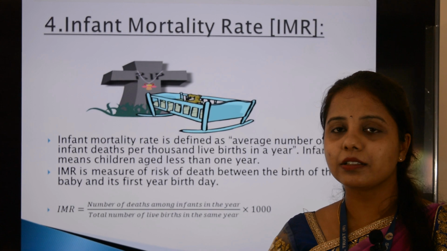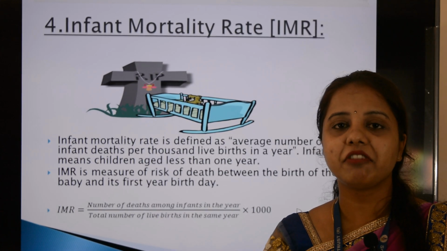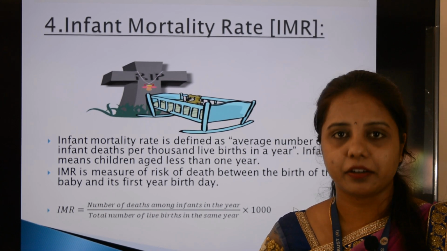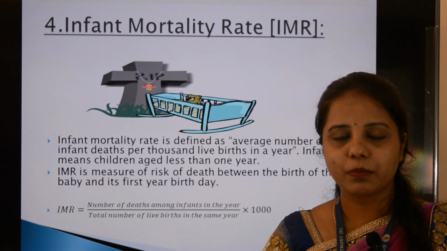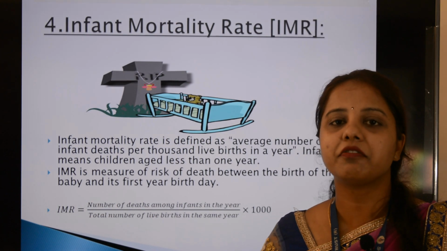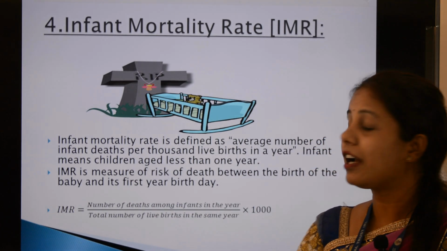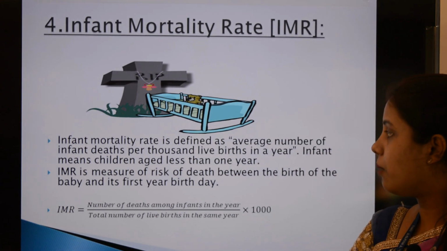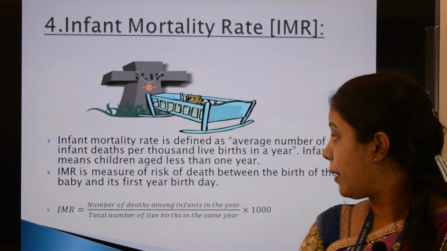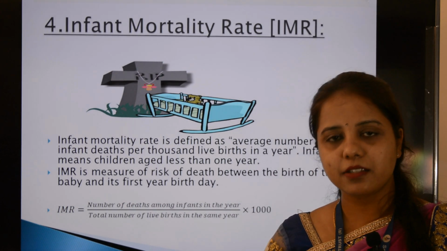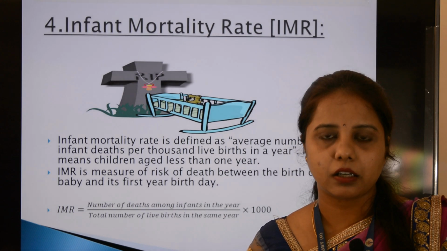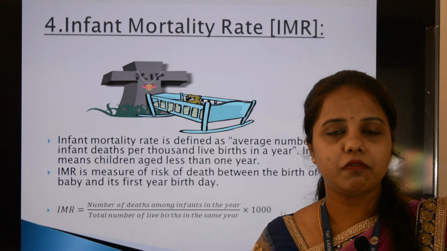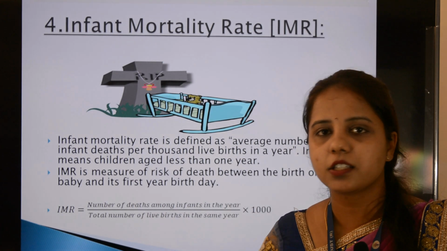Firstly, you should know what is known as infant. So infant means the babies who are aged less than a year. That means it is a time gap between the baby born and its first birthday. So what is infant mortality rate? Infant mortality rate means average number of infant deaths per 1000 live births. That means for every 1000 live births, how many babies are going to die in an infant stage. Infant stage means before reaching its first birthday.